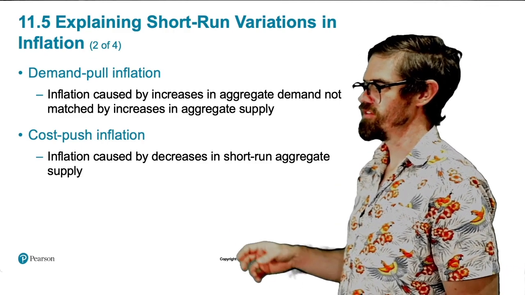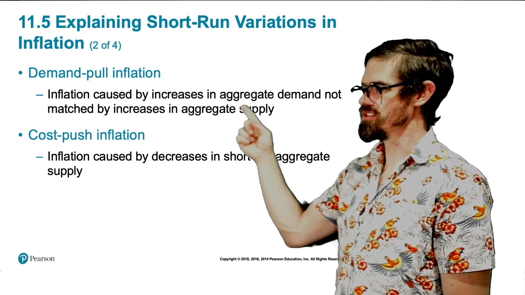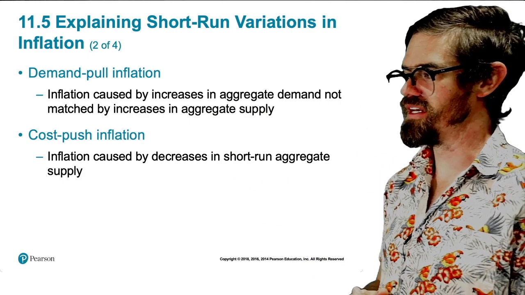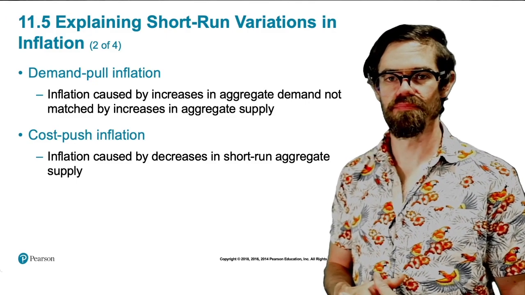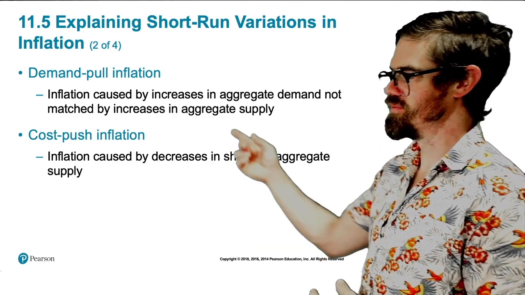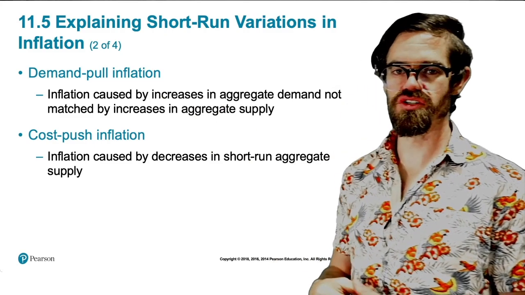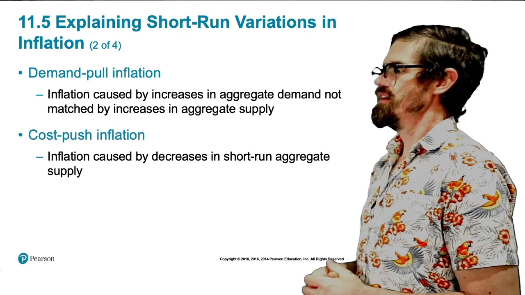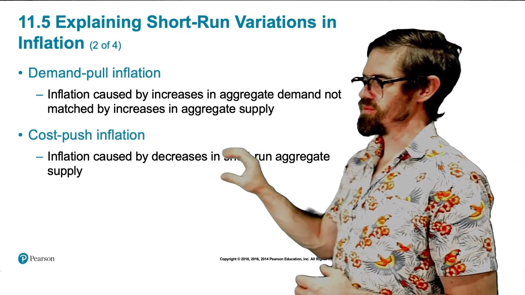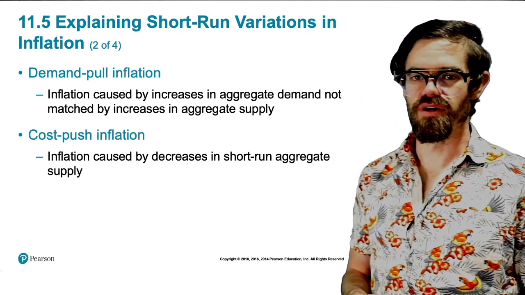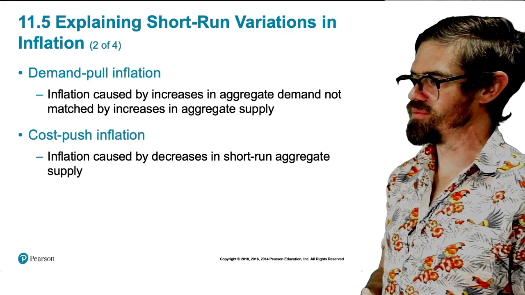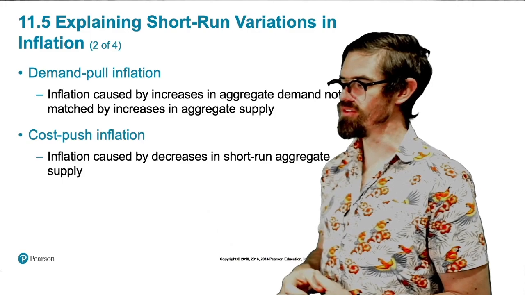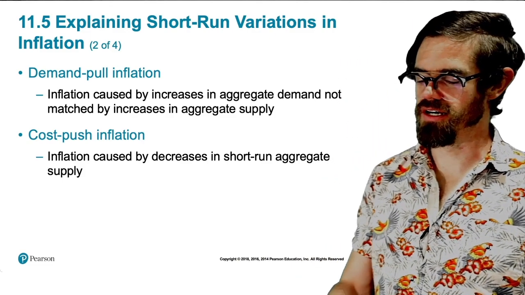What is demand pull inflation? This is inflation that's caused by increases in aggregate demand that aren't matched by increases in aggregate supply. So this is why it's called demand pull inflation. It's being driven by aggregate demand. This is opposed to cost push inflation, which is caused by the short-run aggregate supply curve. Cost push inflation is caused by decreases in short-run aggregate supply.